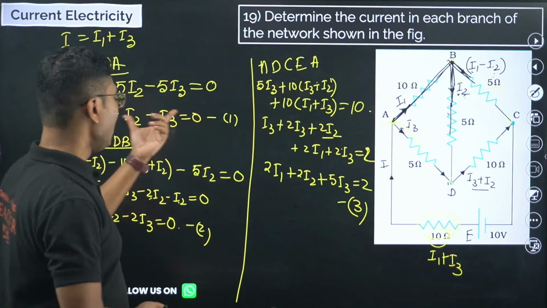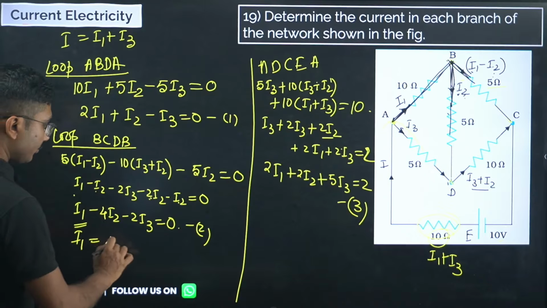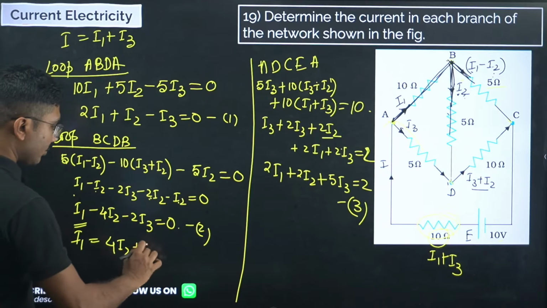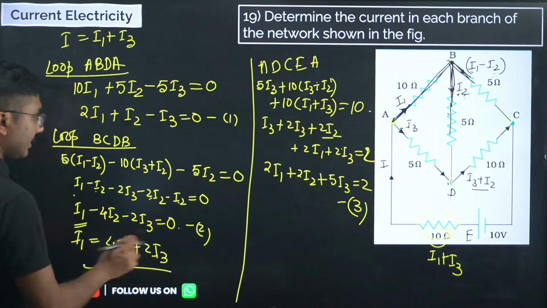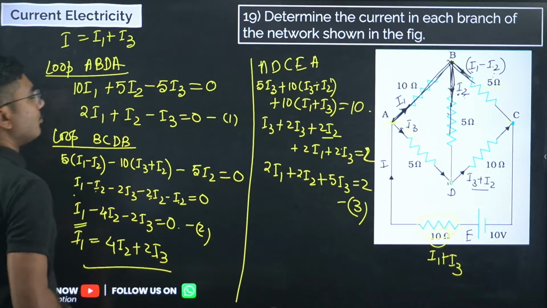Now matrix method can be used, but I'm not sure whether you are aware of how to solve using matrix method. If not, then you have to take I1 equals 4I2 plus 2I3, and then put this in equation 1 and equation 3, then simplify it. I am not doing the simplification, but I hope you understood, right, Komal?